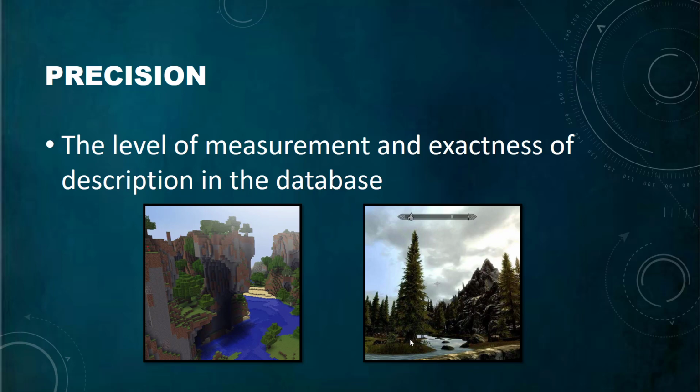Can you have accuracy without precision? Yes. The example on the left, Minecraft, accurate but not very precise. Can you have precision without accuracy? Absolutely. You could have a tree that looks absolutely marvelous, like this one in Skyrim, and it could be in the wrong place, or it could be the wrong species. So the two are not mutually exclusive, but nor are they mutually supportive.